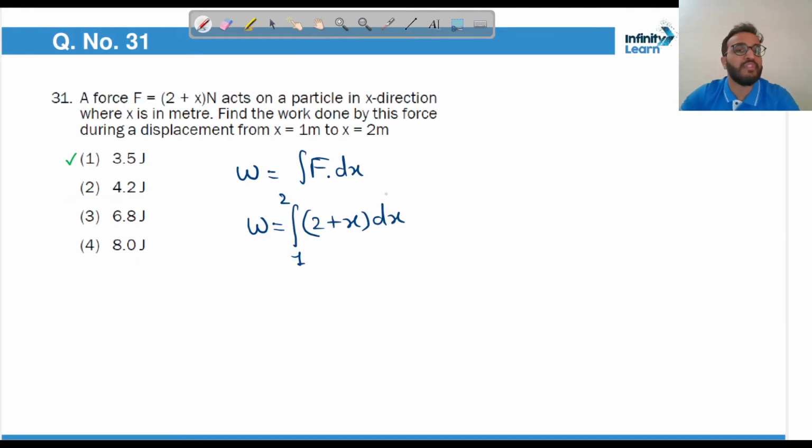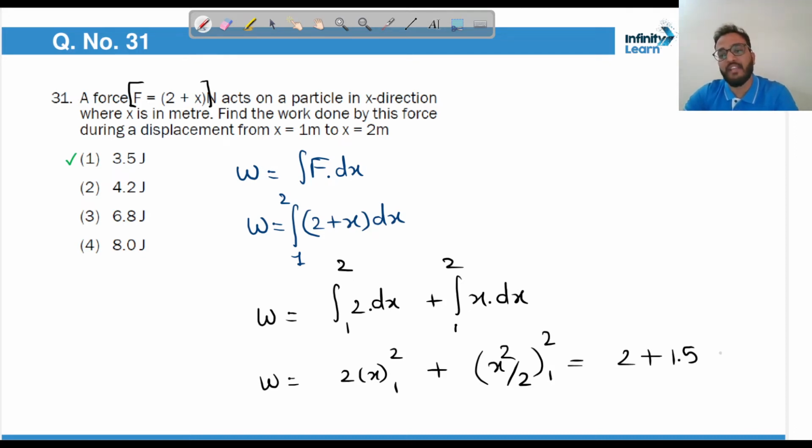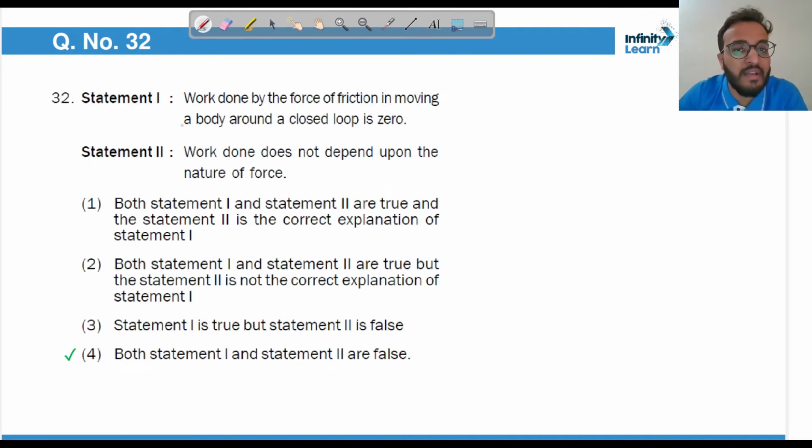Question number 31 again. Force is given as variable, this time it depends upon x. So what you do? You will say, sir, integration of F dot dx will give you the answer. So (2 plus x) dx, integrate and you will get the answer. So it will be 2 dx plus x dx integrated from 1 to 2. So it will be 2x from 1 to 2 plus x square by 2 from 1 to 2. So your answer will be 2 plus 1.5, that is 3.5 joules. Got it?